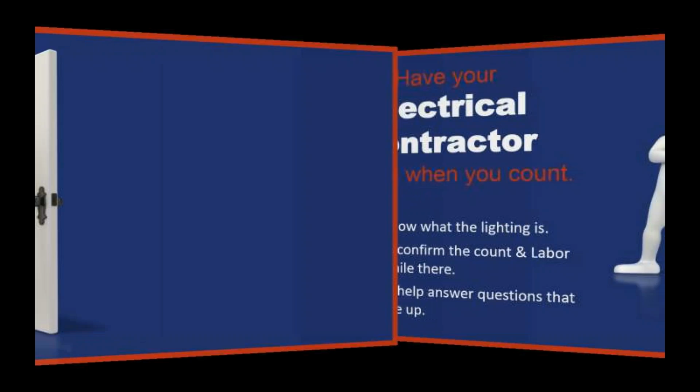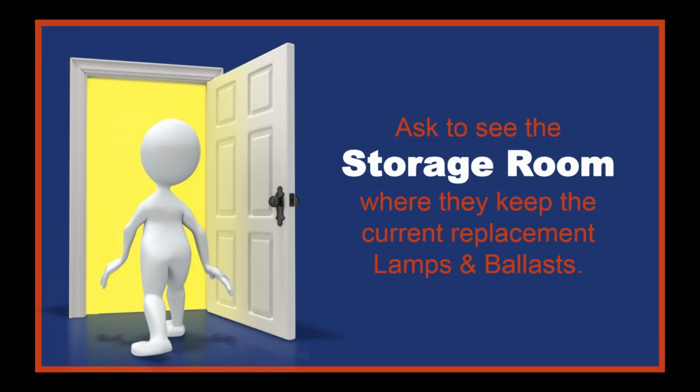And the third tip is to take a look at the storage room where they keep the current light bulbs and their replacement ballasts. If they have a light go out, where do they go? Just about everybody has something on hand to be able to take care of that maintenance. They don't run to the store every time a bulb burns out. That'll help you identify the bulbs.